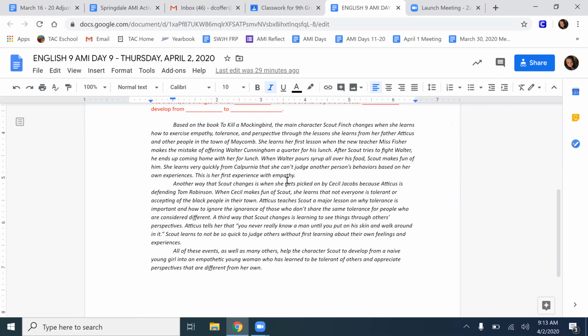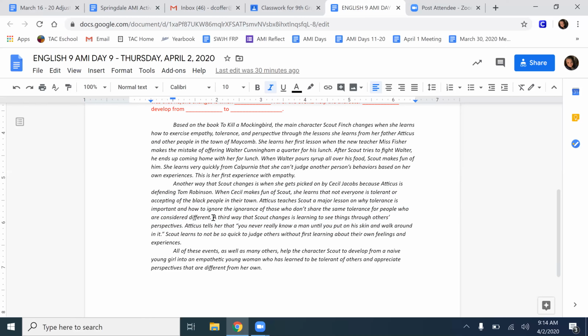So again, there is my example. Okay. Then my textual evidence, when Cecil makes fun of Scout, she learns that not everyone is tolerant or accepting of the black people in the town. Atticus teaches Scout a major lesson on why tolerance is important and how to ignore the ignorance of those who don't share the same tolerance for people who are considered different. Okay, so there is my example and my supporting detail. Now, again, that one was paraphrased.